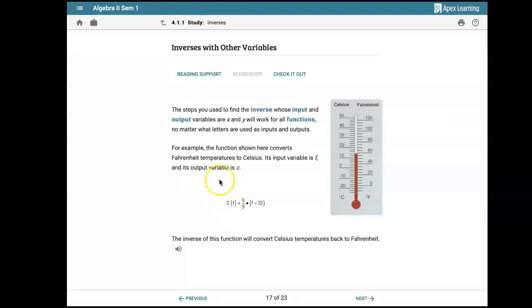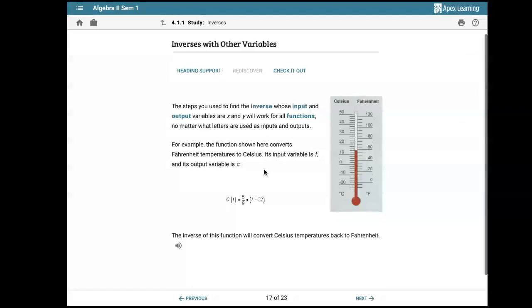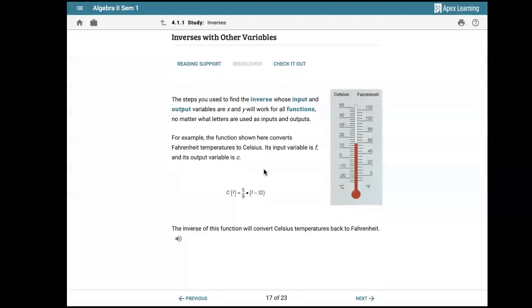So for example, here, you've got this function that converts Fahrenheit temperatures to Celsius, okay? So F and C. You can act like F and C are x and y. You just have to know which one you're trying to look for and solve for, and which one is your input and which one's your output here.